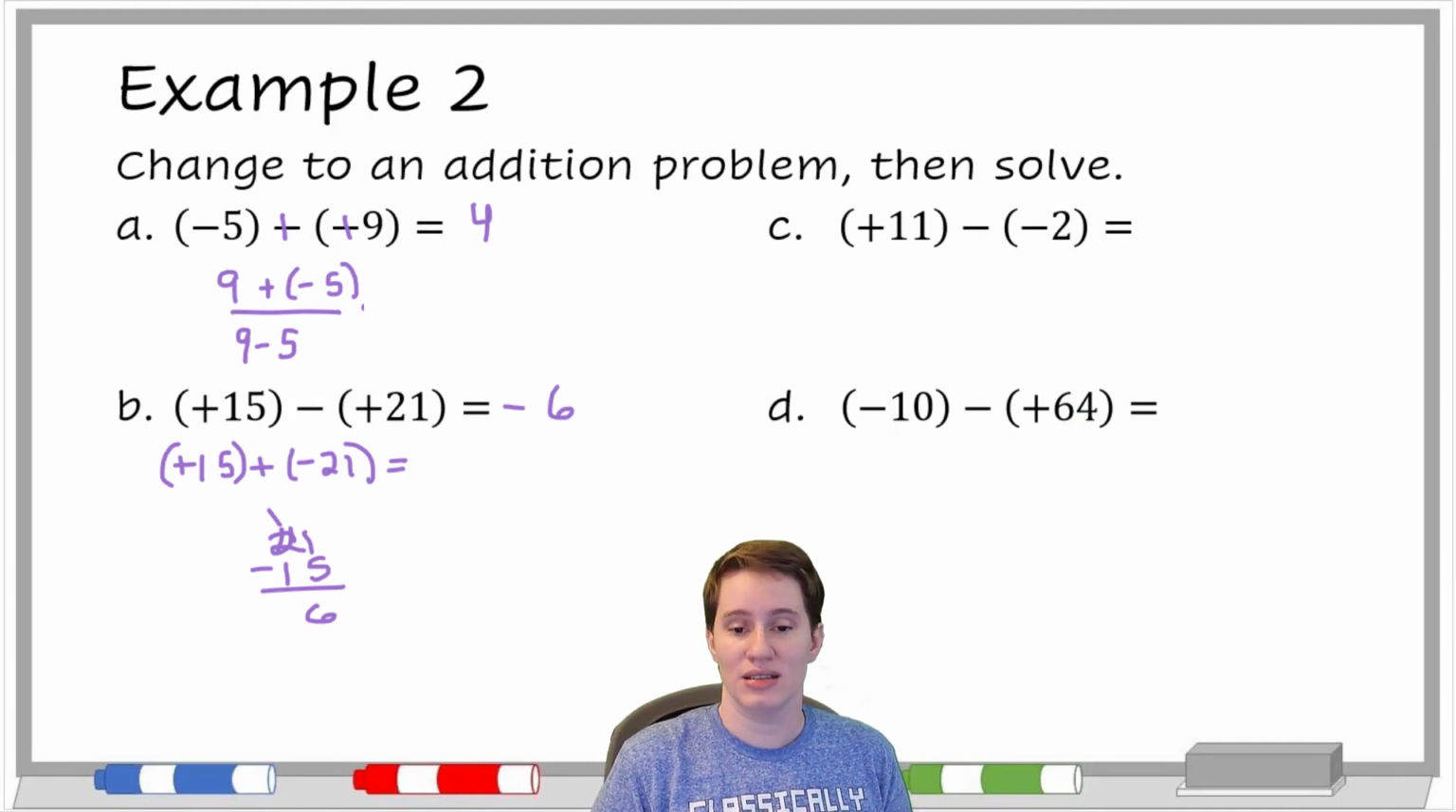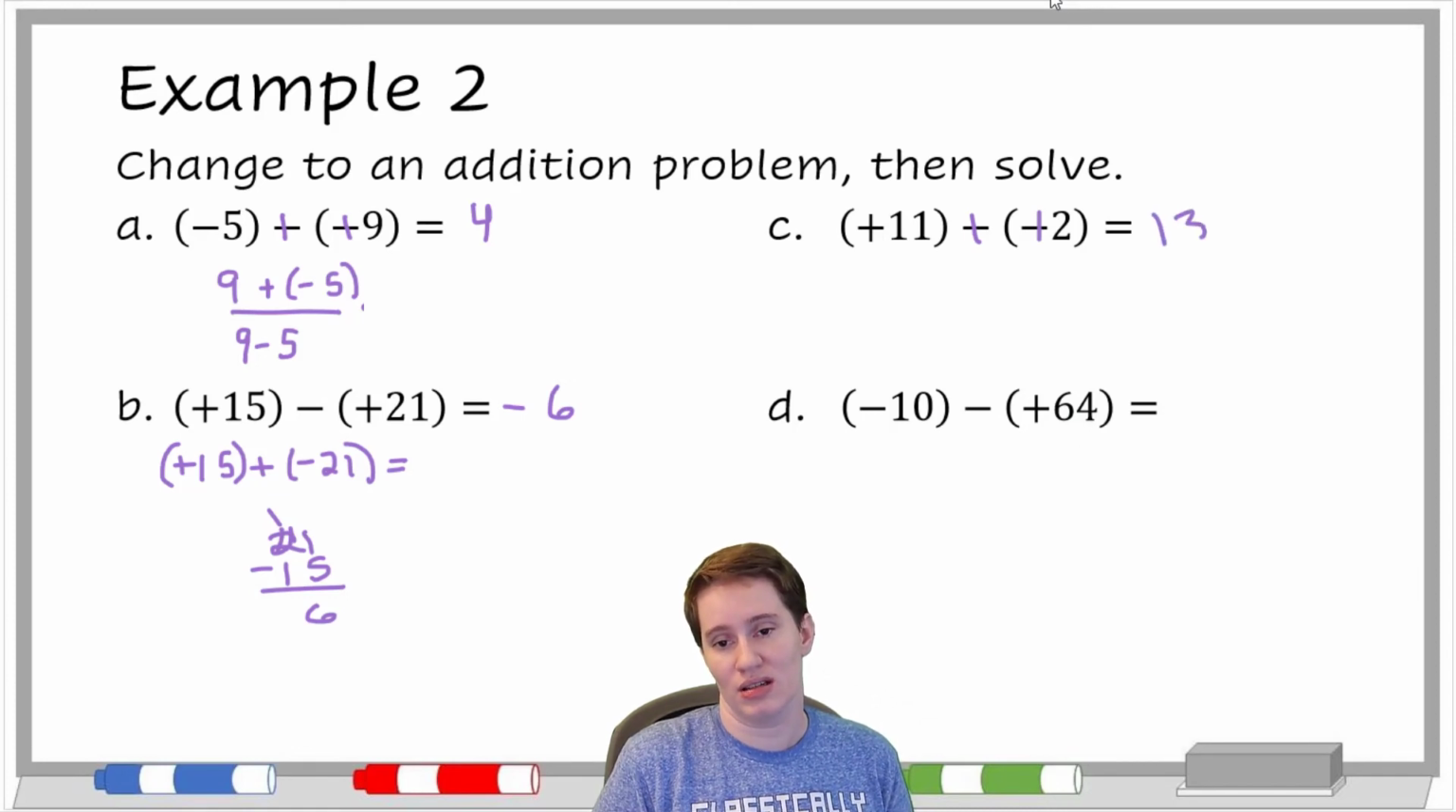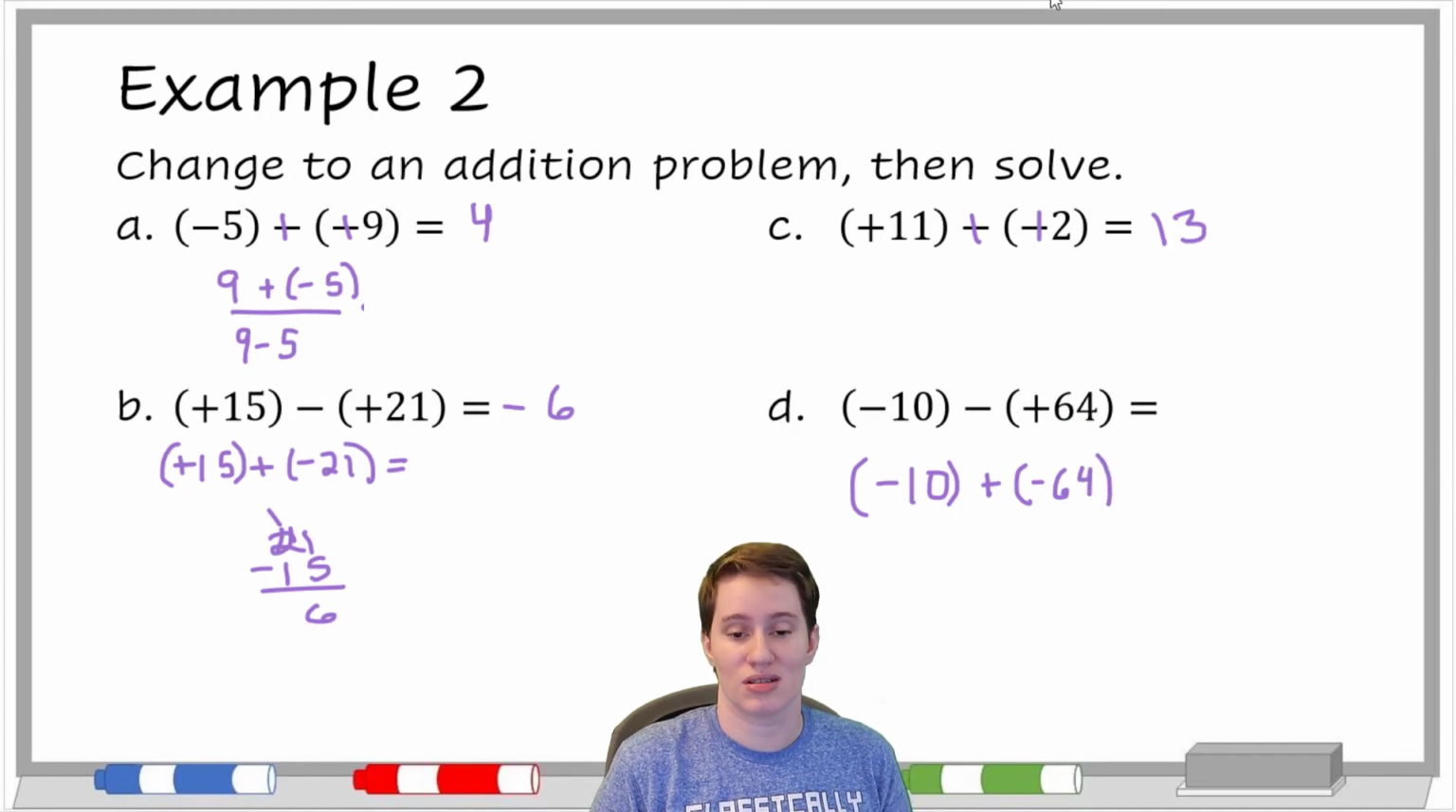Let's look up here at C. So here we've got two negatives next to each other, so this is going to be a plus plus. Plus 11 plus 2 is plus 13. And then the last one on this example, -10 minus a +64. So this is where we can say -10 plus -64, just moving that negative over so that now we have an addition problem. -10 plus -64 is -74. And so that would be our answer right there.